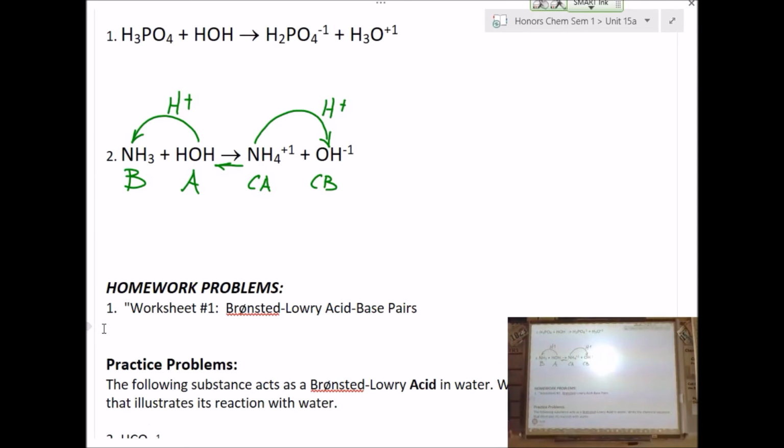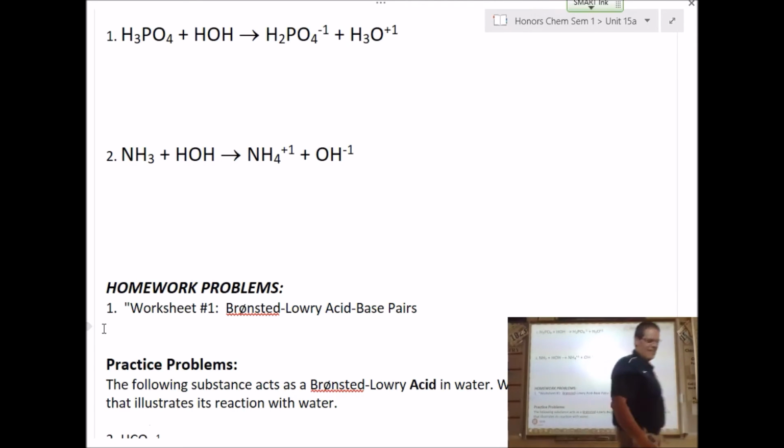Everybody good? Seem easy? You'll see very difficult type questions like this on Monday. And the test. Don't forget about the test.